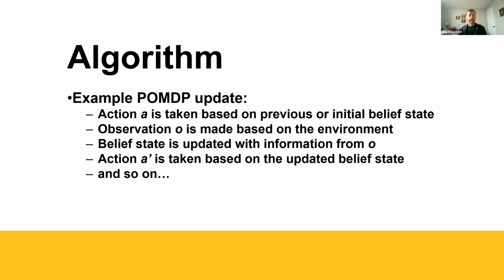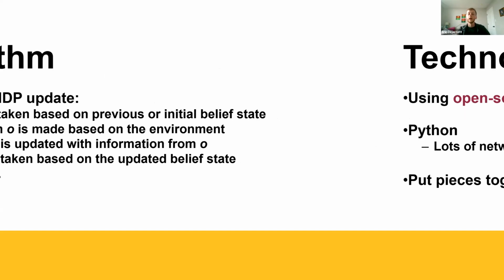After that, the algorithm will make an observation based on the new state it's in to learn more about the environment. The belief state will be updated with that information, and now you have a new belief state, so you will decide on a new action, and the cycle continues. This will happen until you reach a terminal state. So that's basically how POMDPs operate.